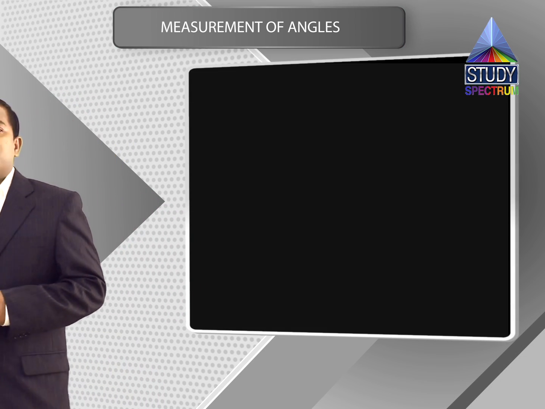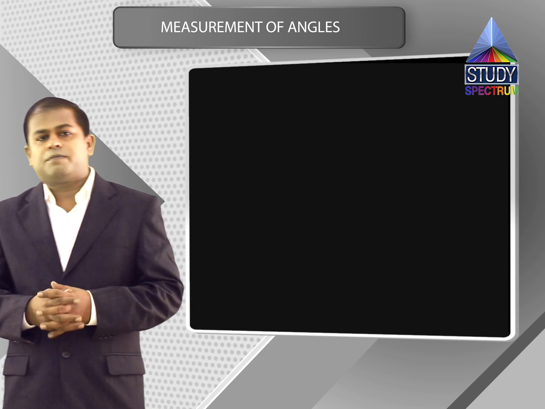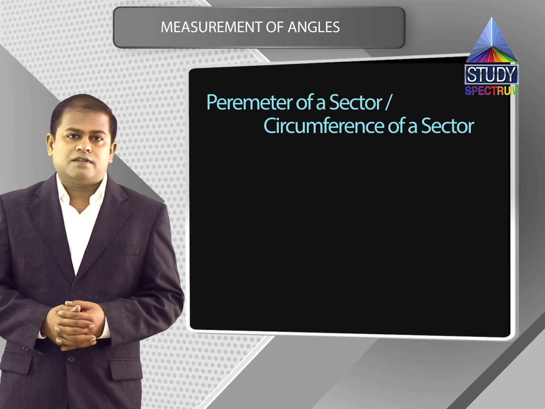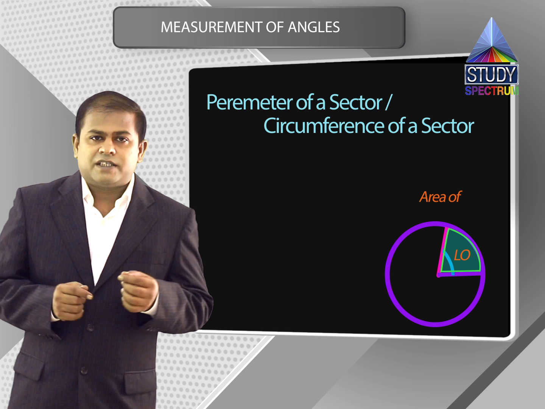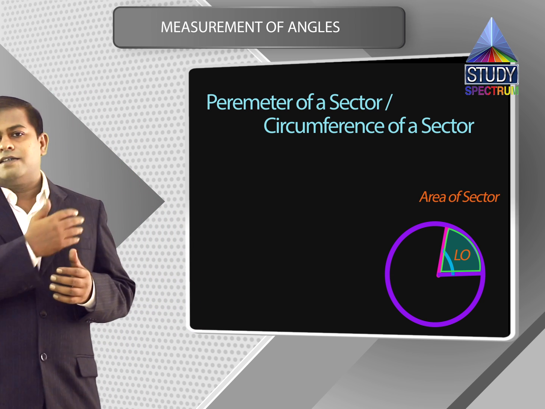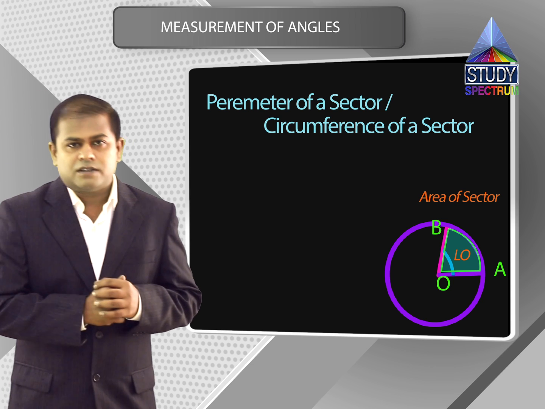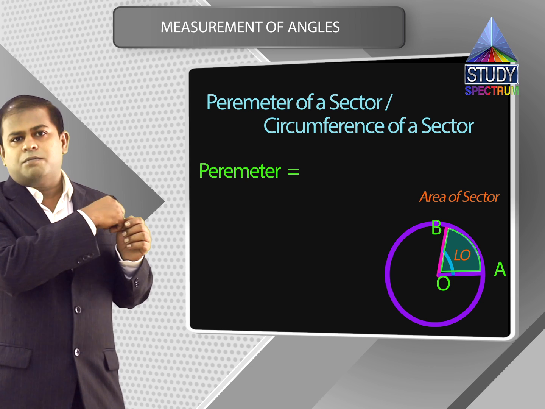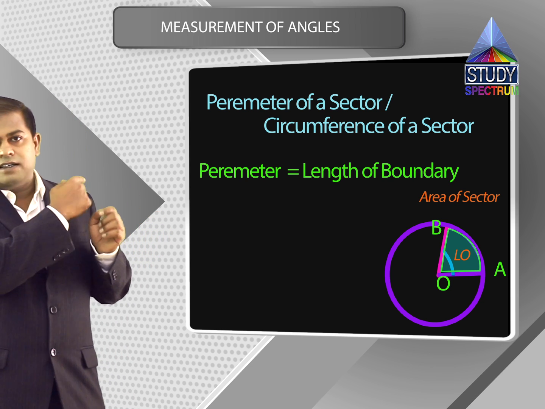So now after solving a few problems on area of a sector and length of an arc, let's move to the next topic, that is the perimeter of a sector, or circumference of a sector. If you see here in the figure, a sector OAB is drawn. Now, perimeter means what? Length of the boundary.